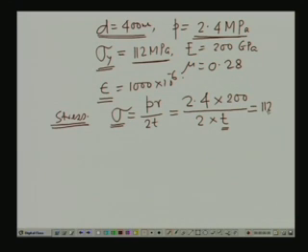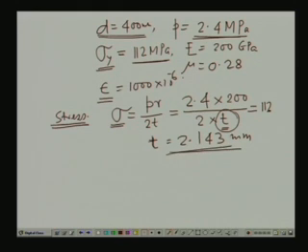Now, from this equation we can compute the value of T, and T comes out as 2.143 millimeter. So, this is the thickness required to satisfy the stress requirement, where the maximum stress that should not be exceeded is 112 MPa. To satisfy that criterion, the thickness which we need is this.